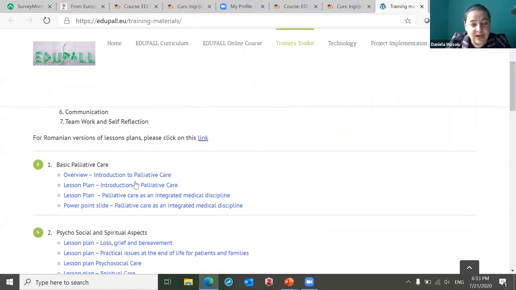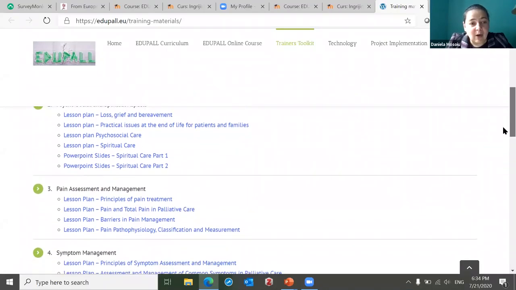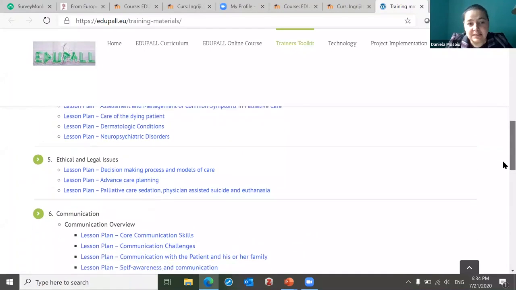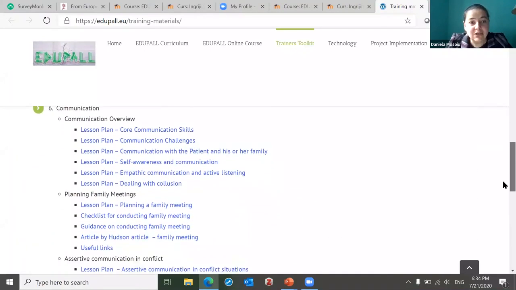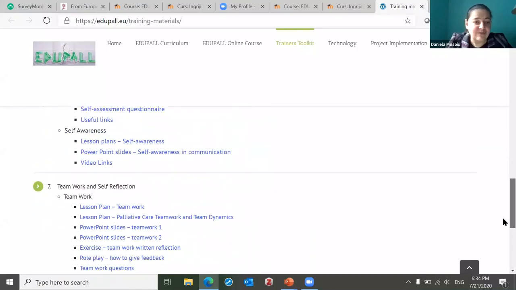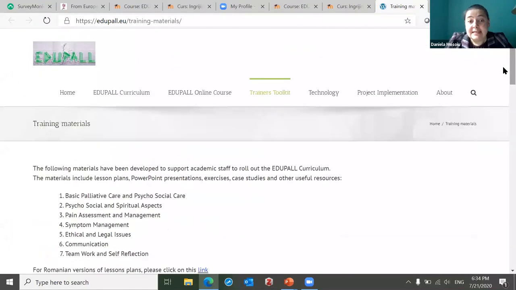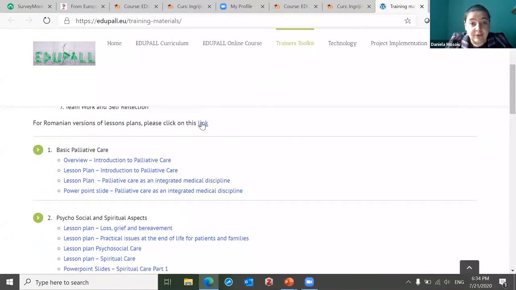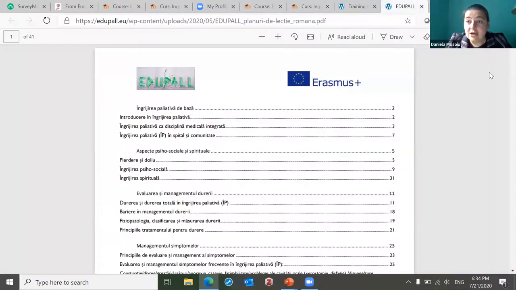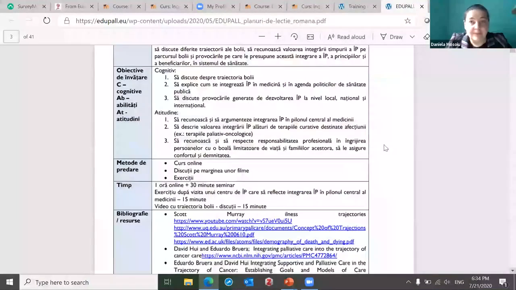Some of them are structured on the main themes of the curriculum: basic palliative care, psychosocial and spiritual support. You also have some PowerPoints here: pain assessment and management, symptom management, ethical issues, communication with family meetings, where you have also some exercises, some self-assessment, some video links, then teamwork, again with PowerPoints. This is for English. For Romanian, they are put in this link here. I know we have some Romanian colleagues watching the webinar also. It's more of a booklet format.